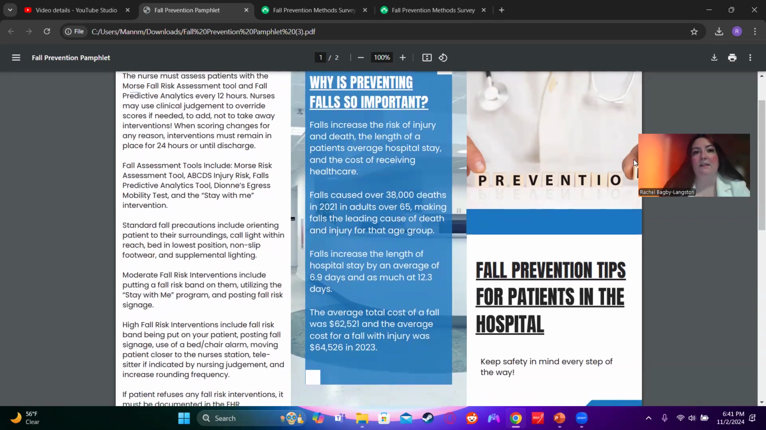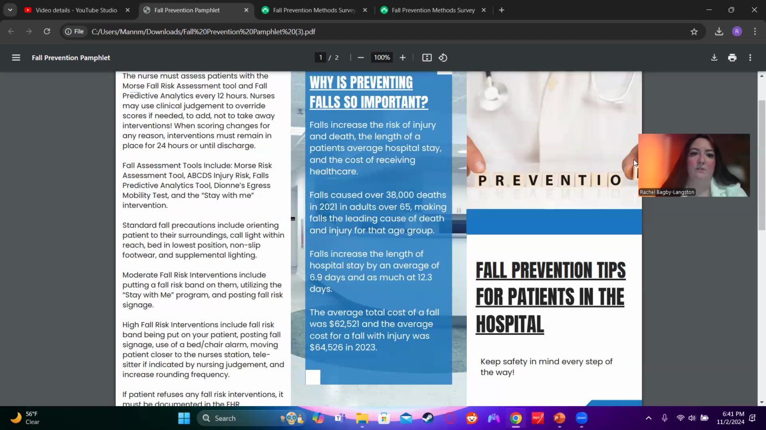The policy basically states that we're going to assess our patients every 12 hours with the Morse fall risk assessment, and that nurses can use clinical judgment to override those scores if needed, but not to take away interventions because we have a lot of new graduate nurses and we want to make sure that they're honing in on their skills and learning best practices before we're having them use their clinical judgment because that's learned and not given as soon as you're a nurse. So when the scoring changes for any reason, intervention should remain in place for 24 hours or until discharge.